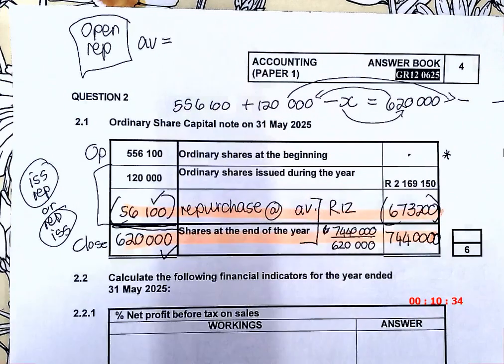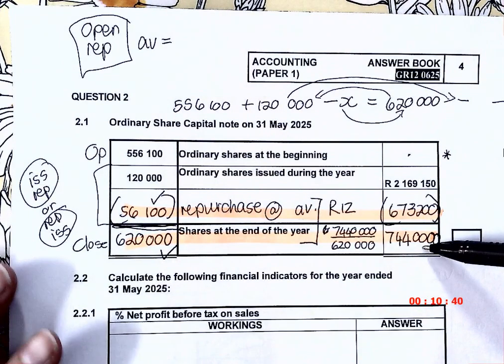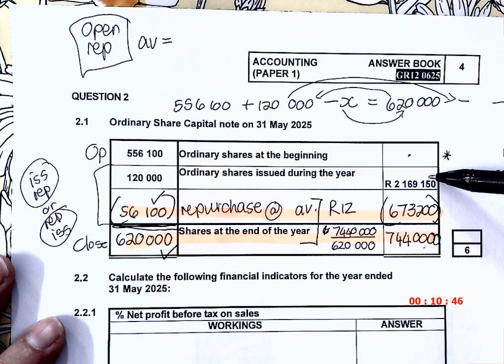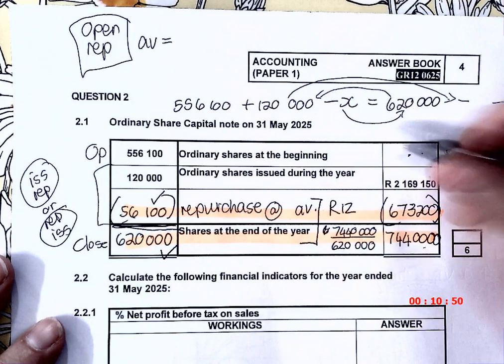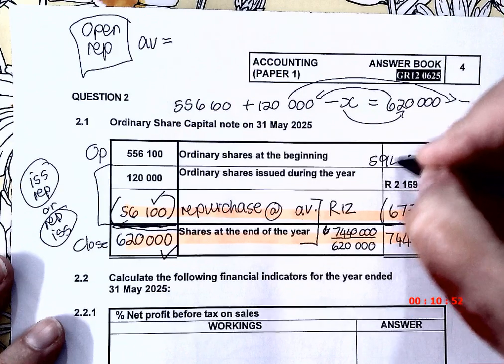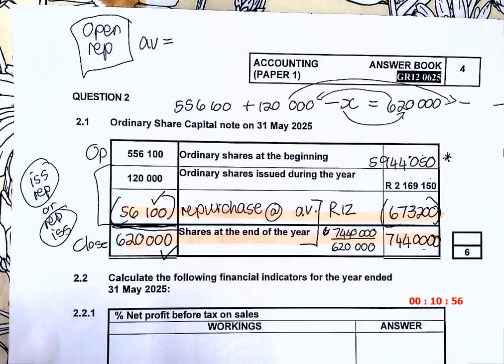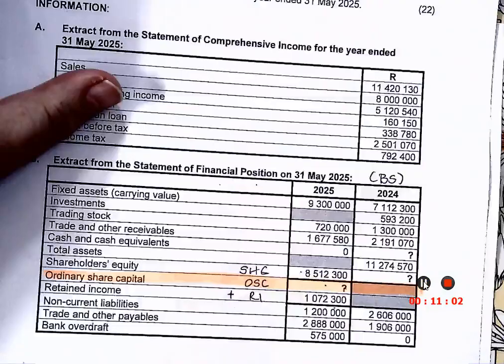And now what can I do? I reverse. So I say 744 and my signs are going to change. Plus 673 minus 2169 gives me what? You see? Now, everybody sharp.